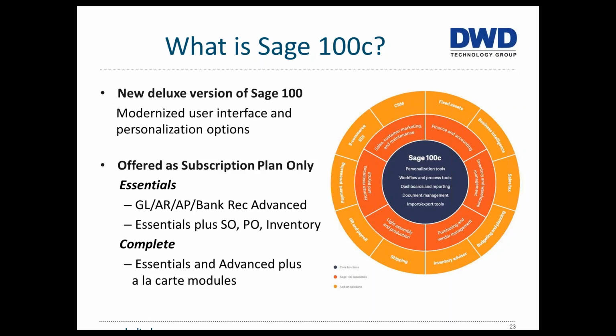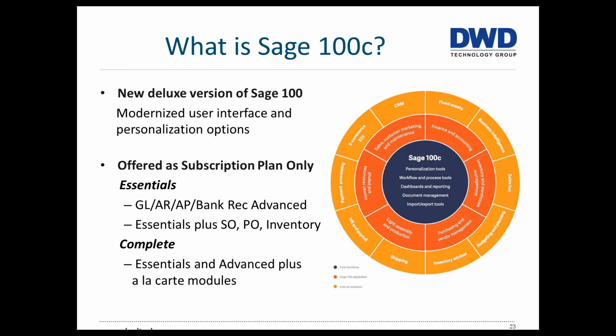There is an essentials group, and I needed to correct a slide, and I apologize. There's an advanced group, which includes the GL, AR, AP, and Bank Rec core modules. The advanced will include all of the above plus sales order, purchase order, and inventory. And then there's a complete version that is a bundle of all of the above plus other, I call them a la carte options, such as job costing, work order, RMA, the return materials authorization, so a number of other modules that might be out there that are not necessarily your typical ones.